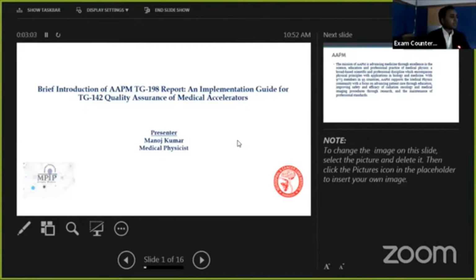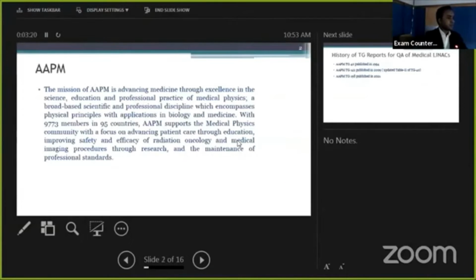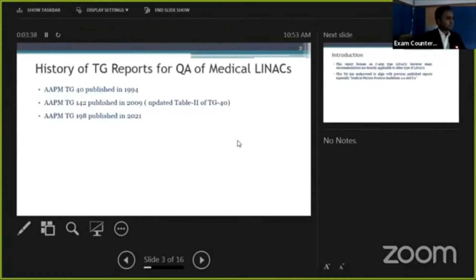So this is one of the reports from AAPM Task Group 198. This is basically an updated version of TG142. TG142 is the previous report for TG198, and the title of TG142 was Quality Assurance of Medical Linear Accelerators. As I said, AAPM is a standard body, so we can read the last 4 lines: AAPM supports the medical physics community with a focus on advancing patient care through education, improving safety and efficacy of radiation oncology and medical imaging procedures through research and the maintenance of professional standards.